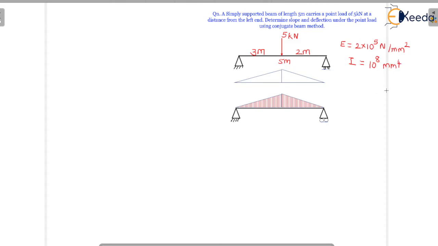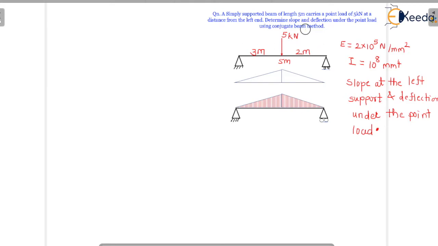Okay, so once we get this, we are expected to determine the slope at the left support, and the deflection under the point load, using the conjugate beam method. Okay, we are using the conjugate beam method.